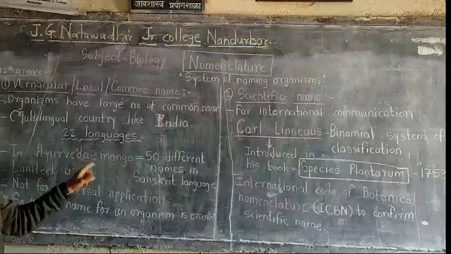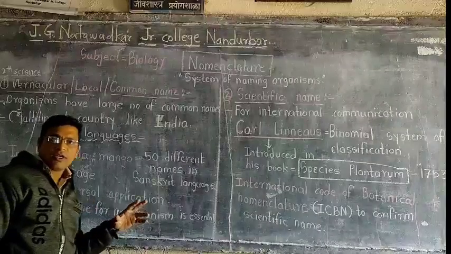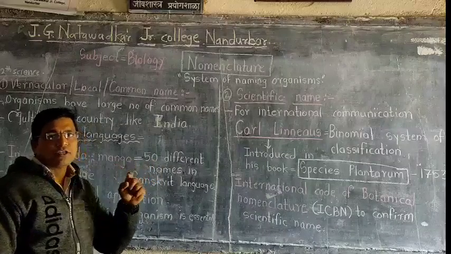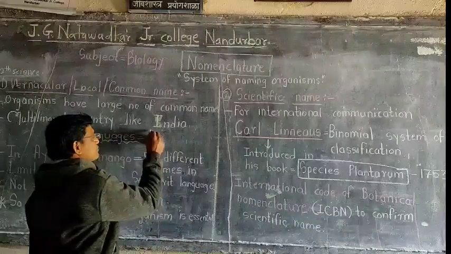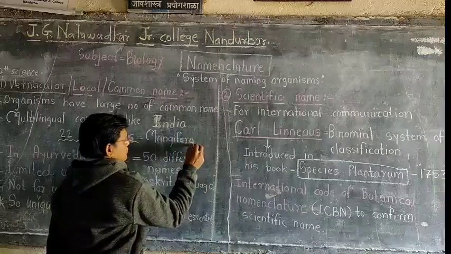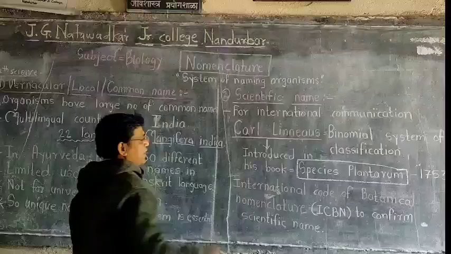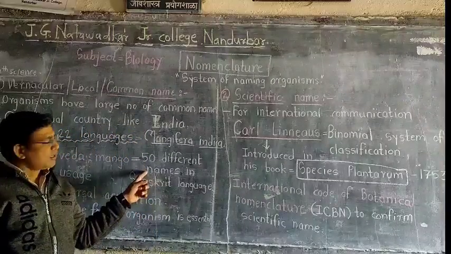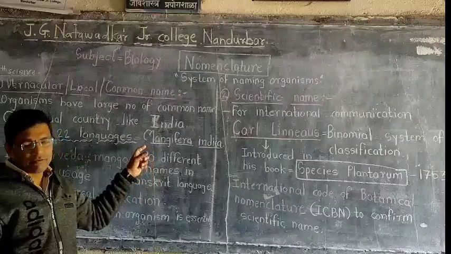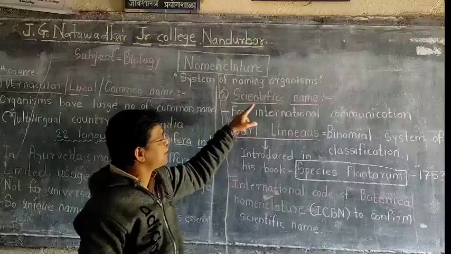For example, here mango. Mango has different names, but at the international level, we can identify this mango by a specific name only. Here there is confusion due to the 50 different names, but the solution is giving a specific name. This type of name is called a scientific name.